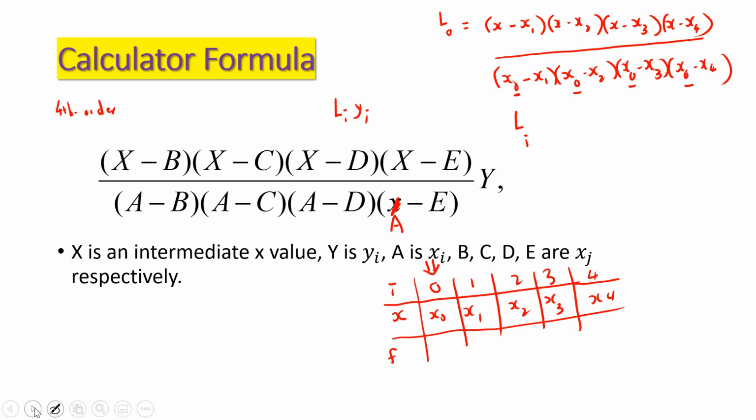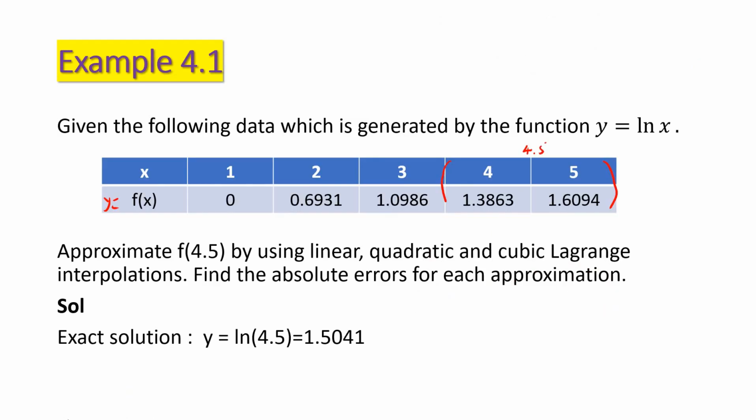Maybe you have to use the specific example, then you can understand better. Let's say here, given this data which is generated by the function y equals ln x, this is actually a well-defined problem, because we want to compare which approximation is the best: linear, quadratic, cubic, up to third order.